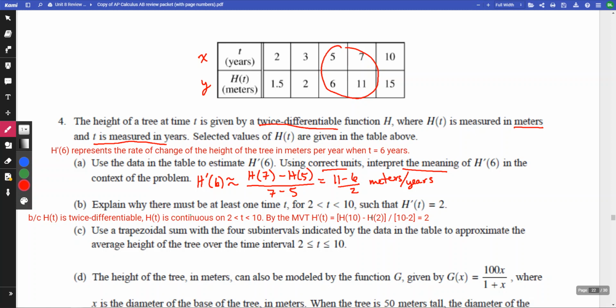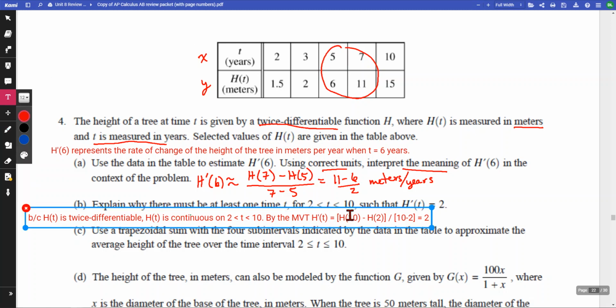But here's where we have to be careful, all right? Because if we look at this, we're like, well, wait a second, h of 10 minus h of 2 over 10 minus 2, that's not 2. We need somewhere where our slope is going to be 2. And so what we find out is, no, it's not going to be h of 10 minus h of 2.